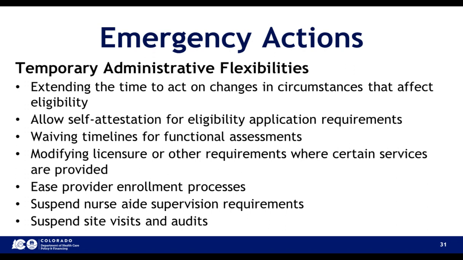At the same time, we're also working through a lot of administrative flexibilities as well. So again, a bit of a duplication of what both Haley and Jack said. However, we're doing things like extending the time to act on changes in circumstances that affect eligibility. So if you have had a change in income, or you need to submit some type of paperwork or documentation in order to maintain eligibility, we're extending some of the time frames around that, allowing for self-attestation of certain eligibility requirements such as income, and waiving timelines for functional assessments. Again, that applies primarily to home and community-based services or home health worlds.